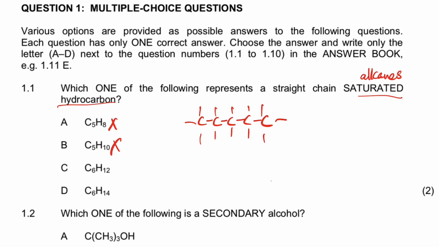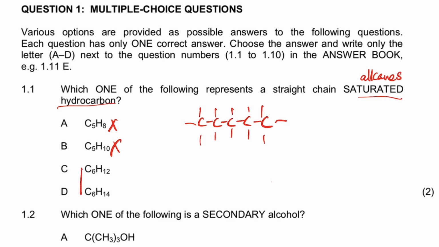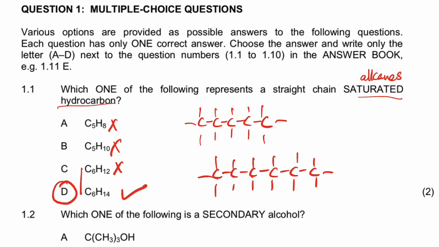Now let's do it for 6 carbons. If you look at these two, it's 6 carbons. 1, 2, 3, 4, 5, 6. Now let's count the number of hydrogens. 1, 2, 3, 4, 5, 6, 7, 8, 9, 10, 11, 12, 13, 14. So which is the correct answer? It is not C, it is D. So the correct answer is D.